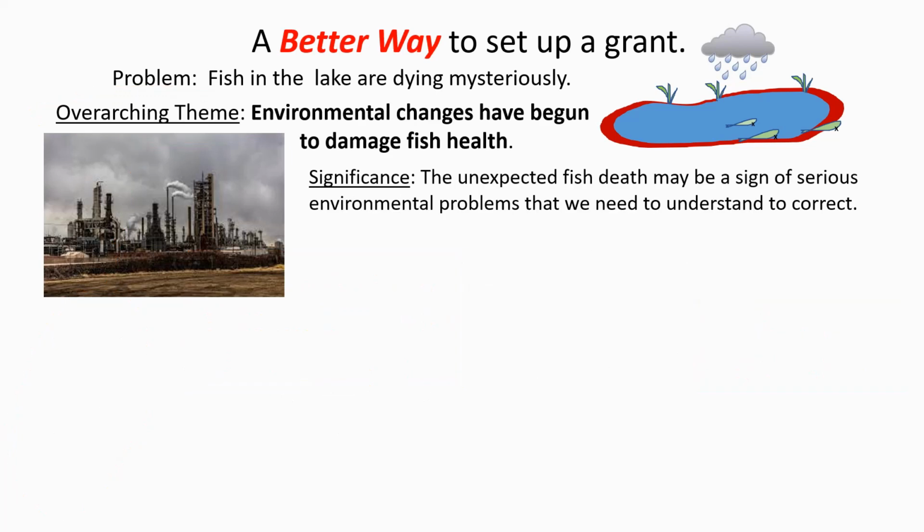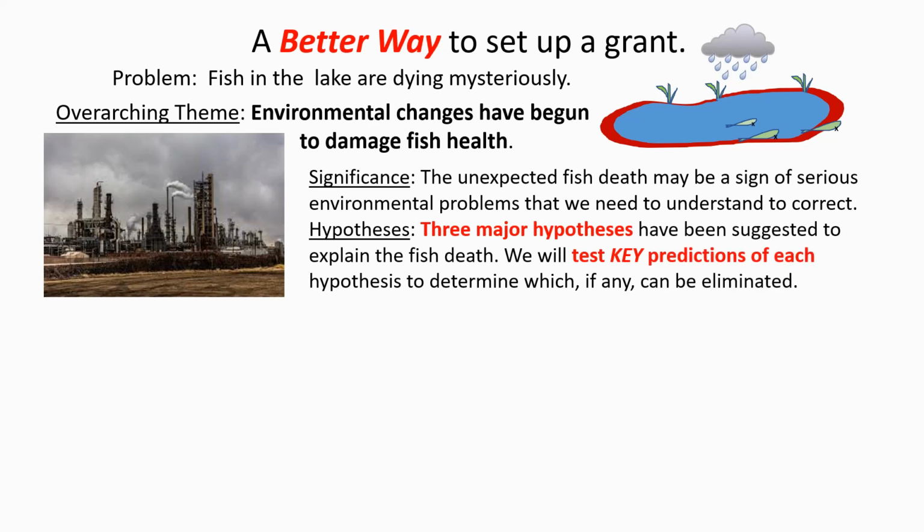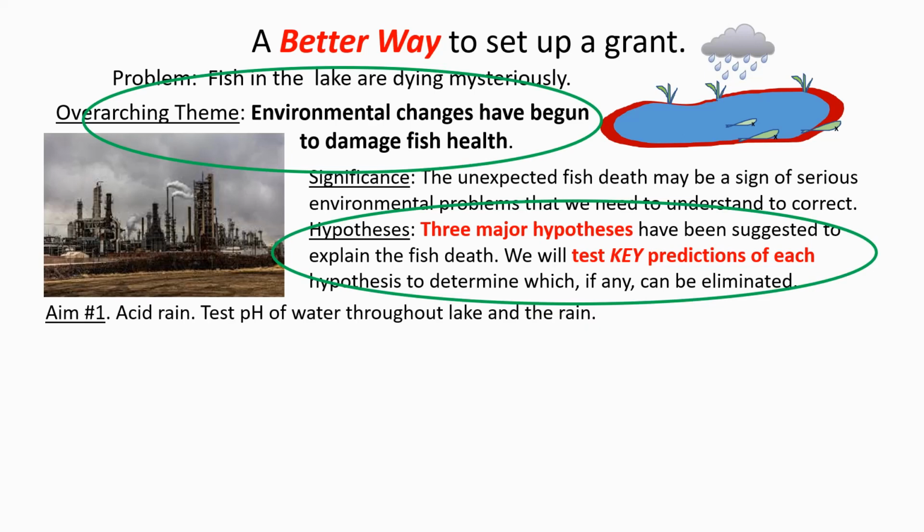Here's a better way to set up the grant. There's an overarching theme, which is at least a bit better focused on environmental changes, and a significant statement, which also makes sense. Most importantly, though, the grant is focused on 3 major hypotheses, but not in a broad general way, but instead on 3 specific key predictions of each hypothesis to determine which, if any, can be eliminated. Focus is much better.